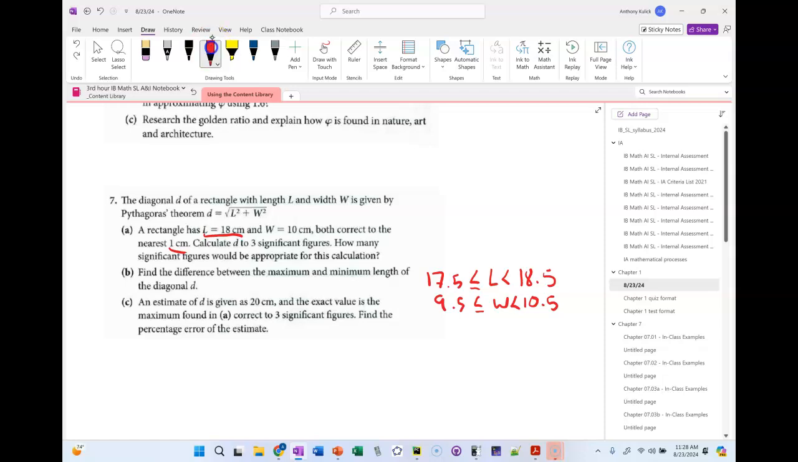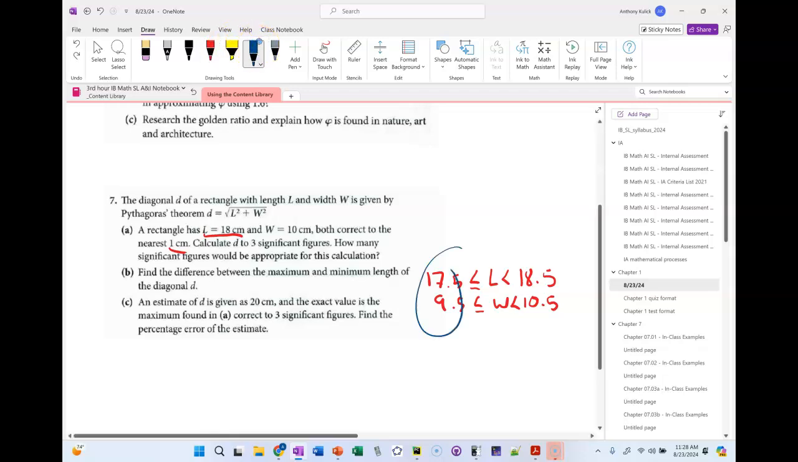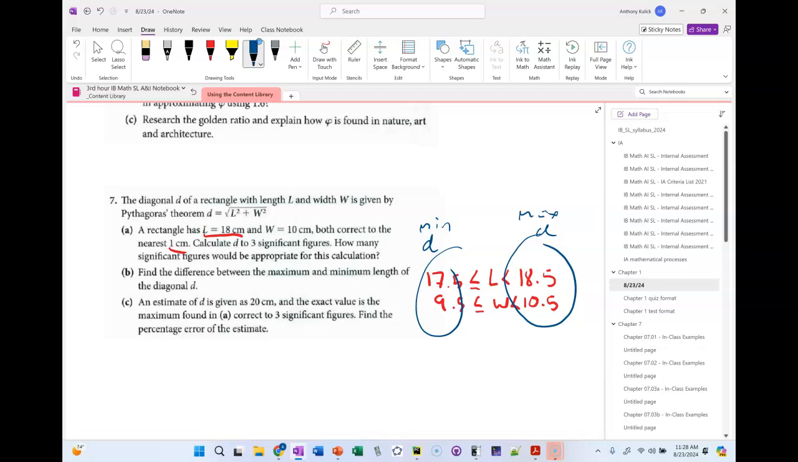And now, to find the difference between the maximum and minimum lengths for D, I'm going to use this to calculate the minimum for D, and I'll use this to calculate the max for D, and then I'll just subtract those two numbers. Does that feel okay?